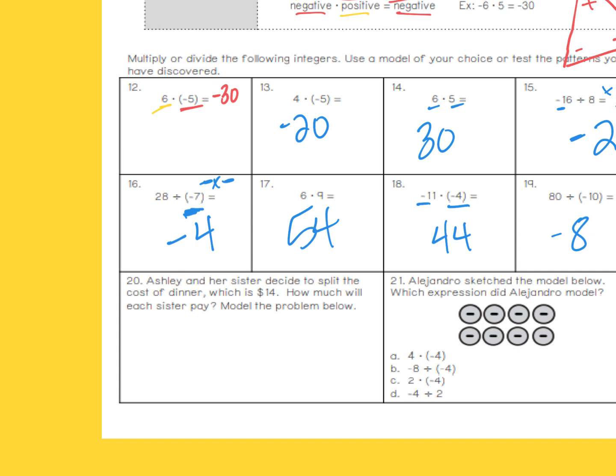All right, let's look at number 20. Number 20 says, Ashley and her sister decided to split the cost of dinner, which is $14. How much will each sister pay? So Ashley and her sister are going to split the cost, which is $14. So we're going to divide that $14 by 2 people. Our amount of money is positive. Our amount of people is also positive. So we have 14 divided by 2, and that's going to give us 7.